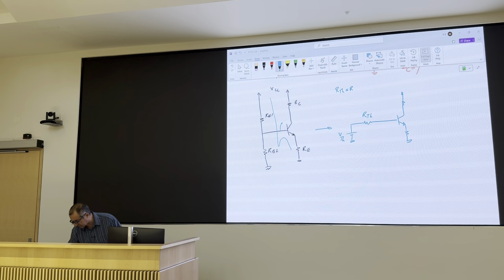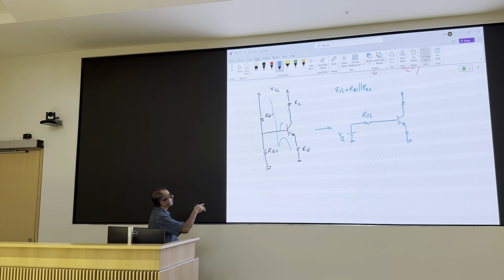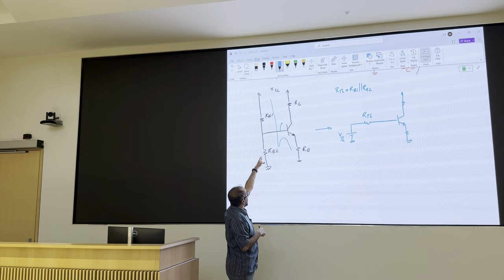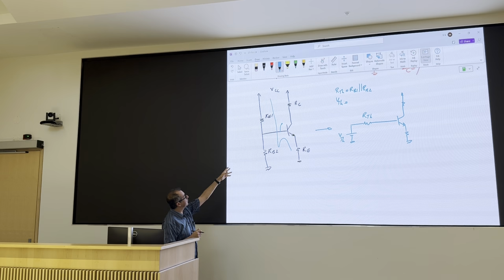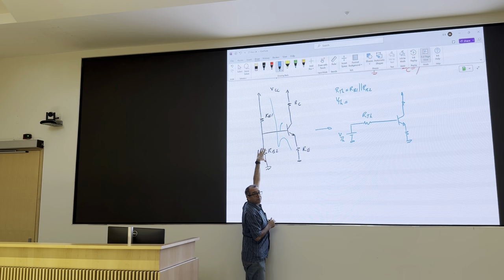RTH, the Thevenin resistance, is the parallel combination of RB1 and RB2. Why? Well, you remove all the independent sources from your circuit, so VCC is now 0 volts, grounded, and you look back, and what you have is RB1 and RB2 in parallel. Right? So that's easy. And then V Thevenin is your open circuit voltage. If I remove the transistor on the right side, the open circuit voltage is the voltage drop across this resistor, which is the voltage divided between RB1 and RB2.